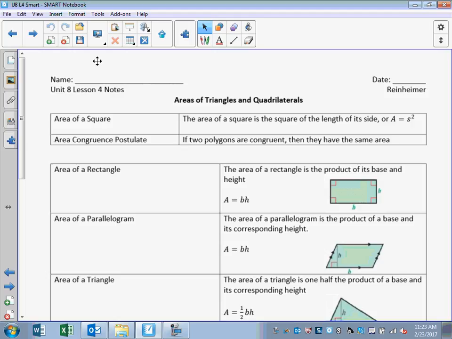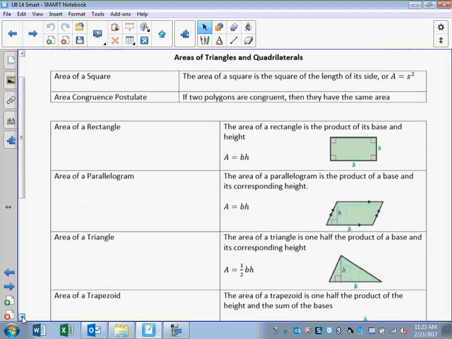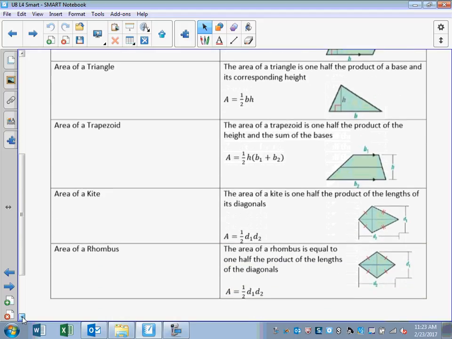So we got square, rectangle, parallelogram, triangle, trapezoid, kite, and rhombus.